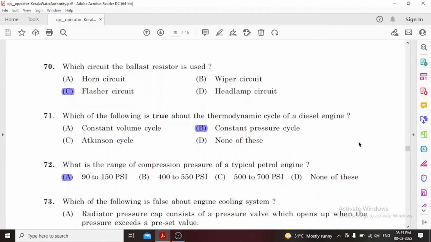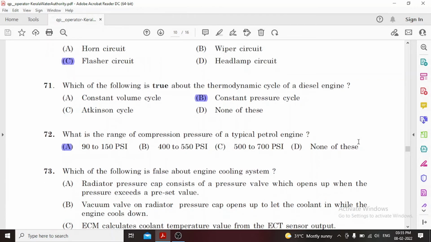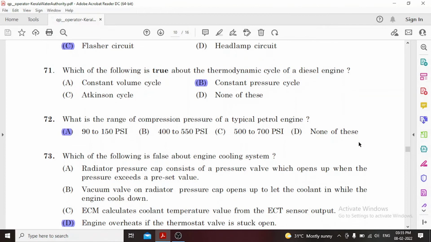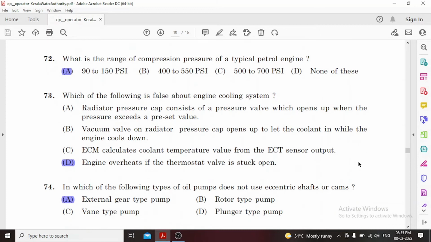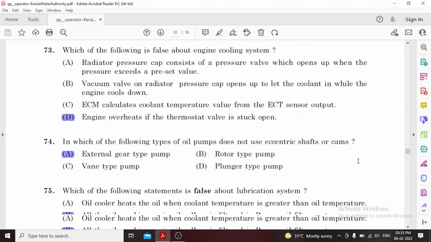71. Which of the following is true about the thermodynamic cycle of a diesel engine? Constant pressure cycle. Option B, constant pressure cycle. 72. What is the range of compression pressure of a typical petrol engine? 90 to 150 psi. Option A, 90 to 150 psi. 73. Which of the following is false about engine cooling system? Engine overheats if the thermostat valve is stuck open. Option D.